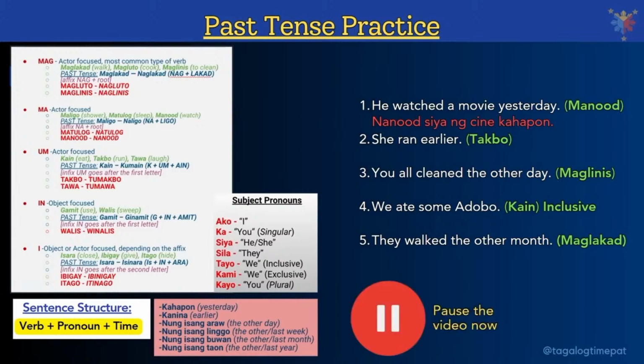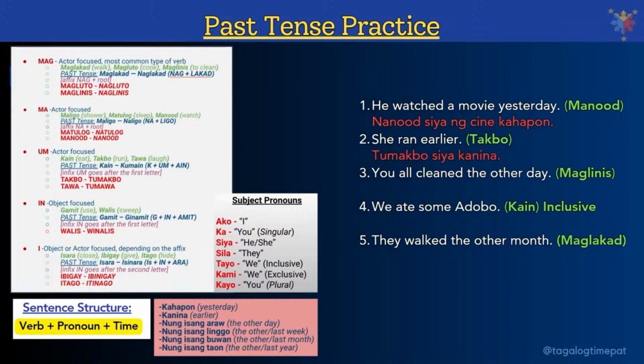Now you give it a try. You answer 2 through 5. You can pause the video now if you need more time, and then we will go over it. Alrighty, we'll go ahead and go over the answers. So she ran earlier. Remember, the sentence structure is verb plus pronoun plus time. So it would be tumakbo siya kanina. She ran earlier. Tumakbo siya kanina.